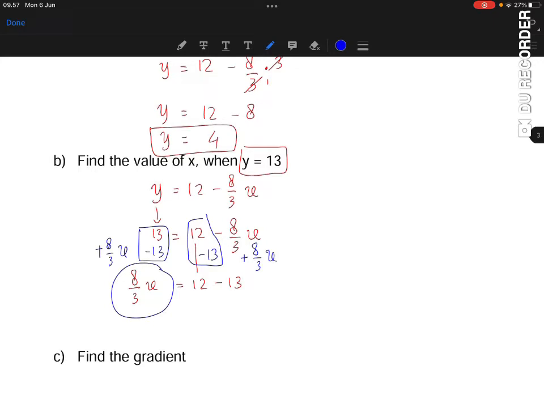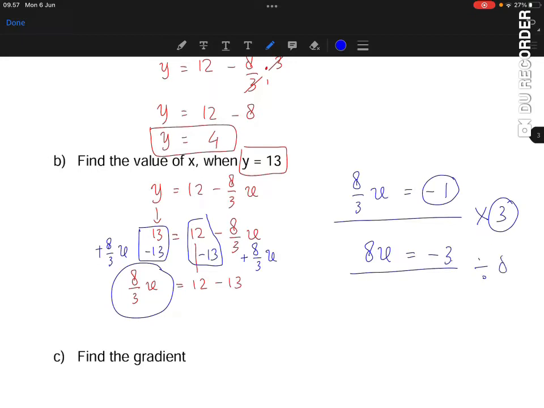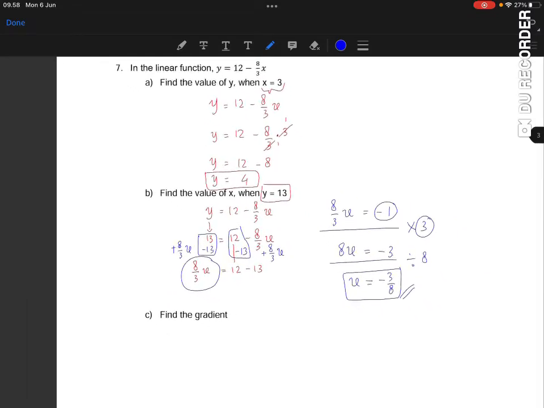Equals 12 minus 13, it's negative 1. I don't want to work with fractions, so multiply both sides by 3, the denominator of your fraction. So you will have 8 over 3 multiplied by 3, it's going to be 8x equals negative 1 multiplied by 3, it's negative 3. Divide both sides by 8 because we need to leave only x on the left side. So you will have negative 3 over 8. It's better for you to leave it as a fraction. Then finish for number 7b.